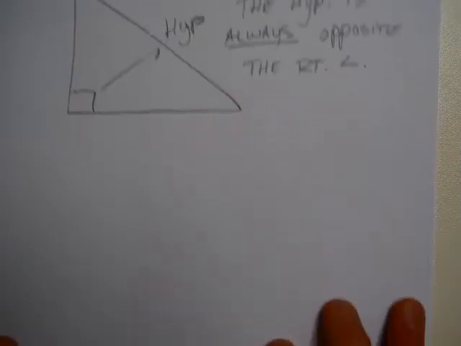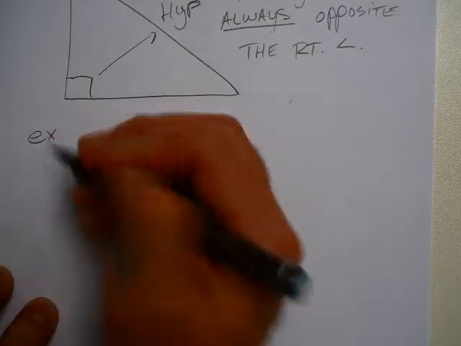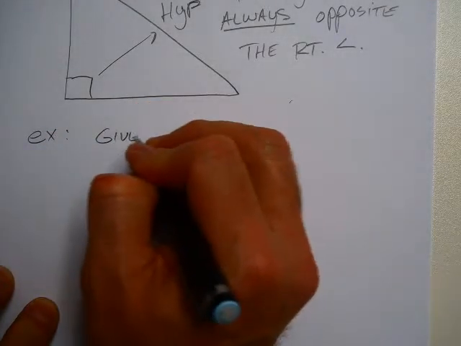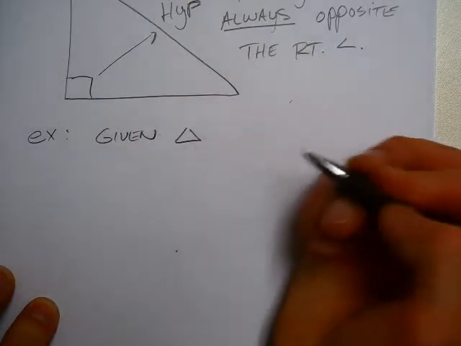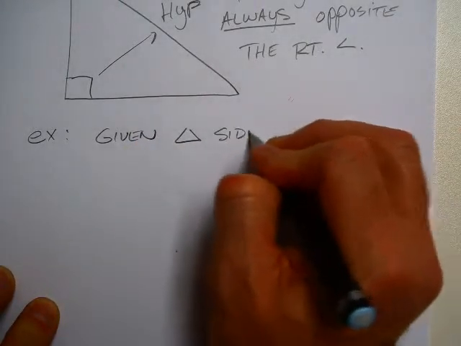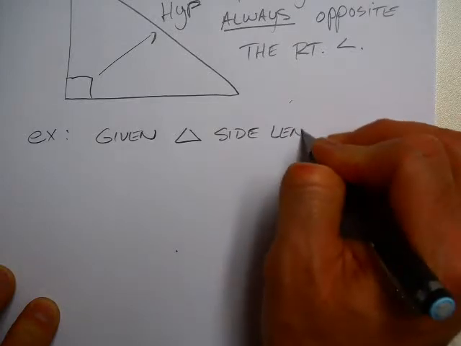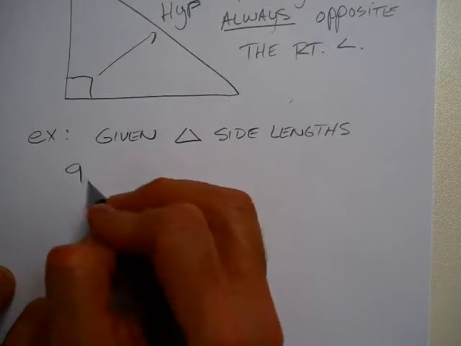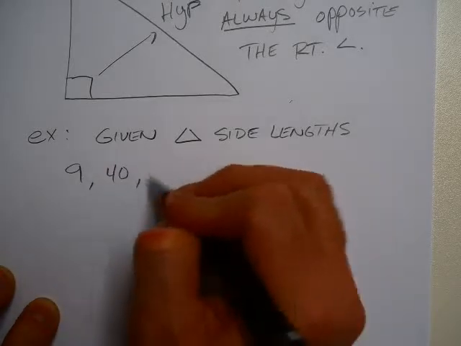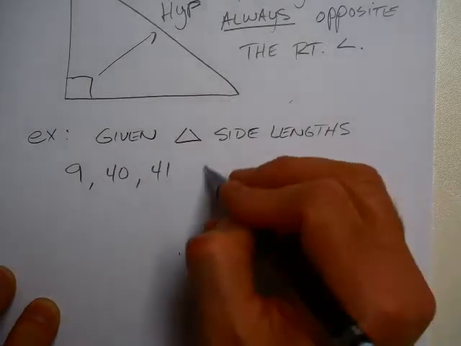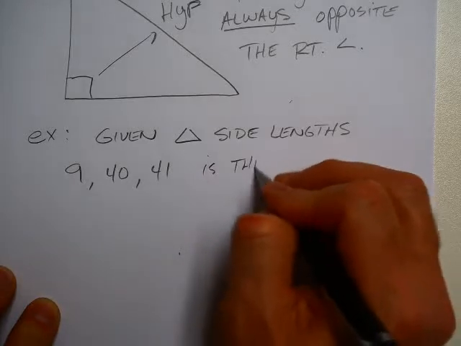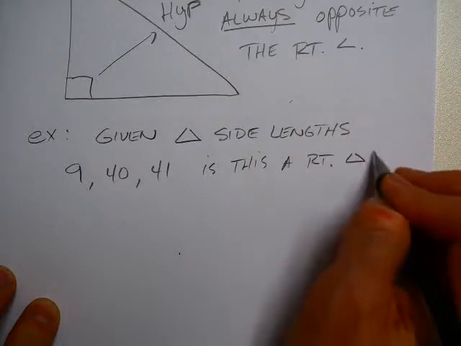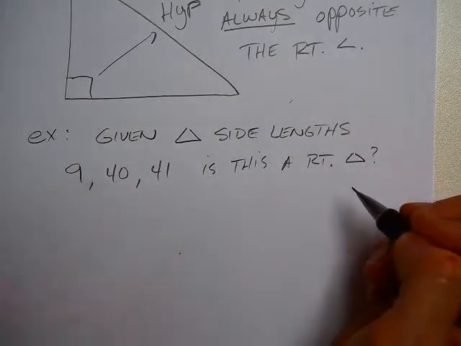Okay, so example. Given a triangle with side lengths, or leg lengths, 9, 40, and 41. Is this a right triangle? That's the question we want to answer.